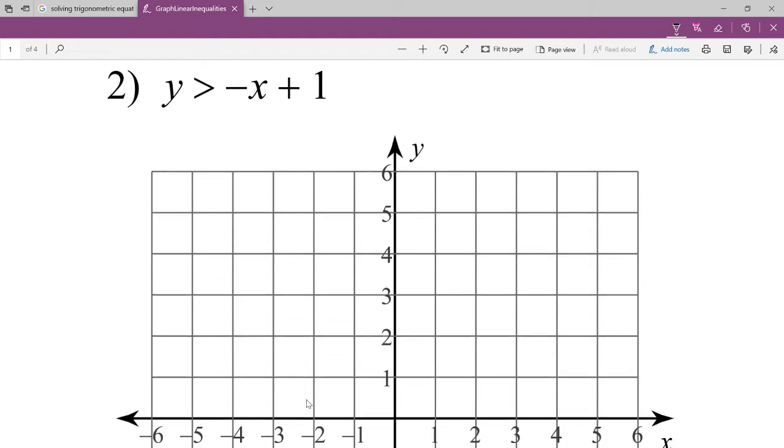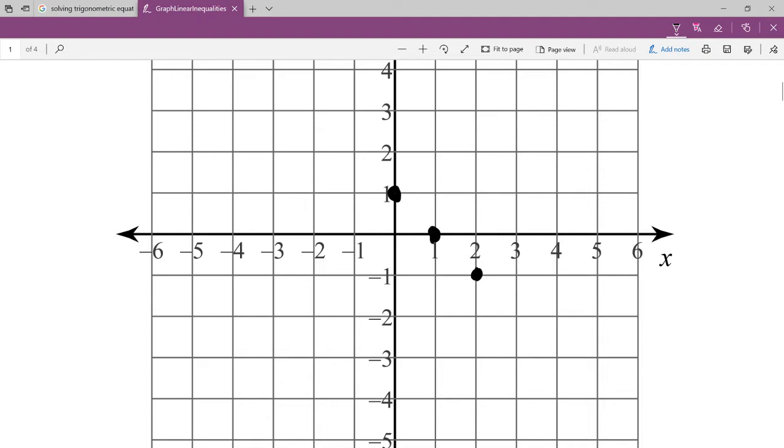So right now we're just working on linear inequalities. For the second one, you do the same thing. You plot your points and you do the slope. So you say one down and one to the right, and you keep doing the same thing. Rise over run, which is your slope.